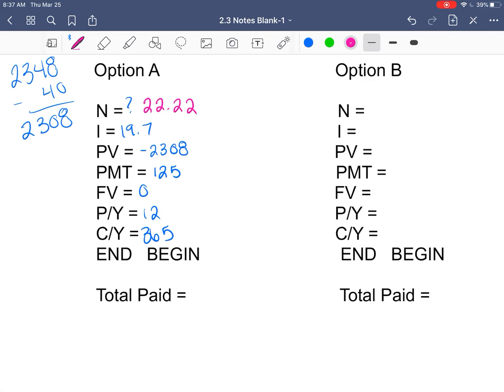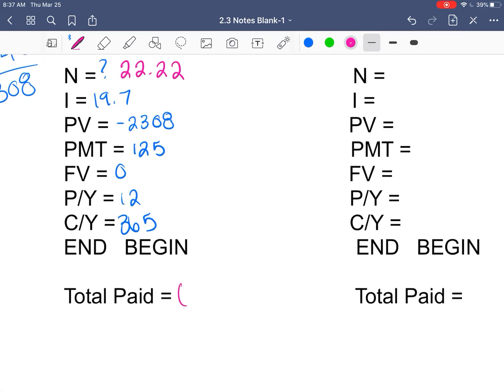22.22. So if we're looking at his total paid, he is paying $125 and he's doing it for 22.22 months. The reason we use the decimal is because for those 22 months, he's going to make that full $125 payment. For that last part of a month, or the 0.22 of a month, that's going to be under $125, whatever the remainder is. So this gives us a total of $2,777.50.